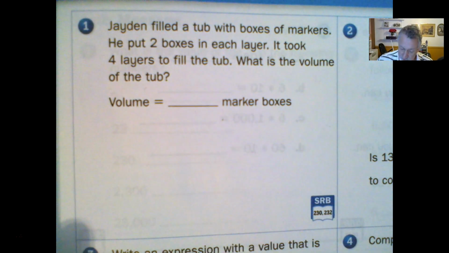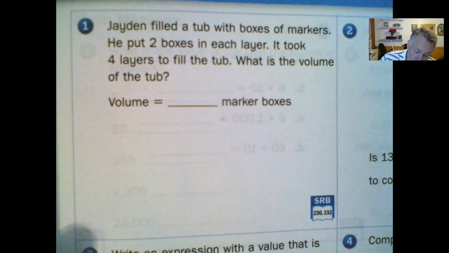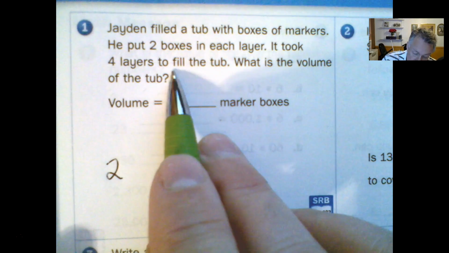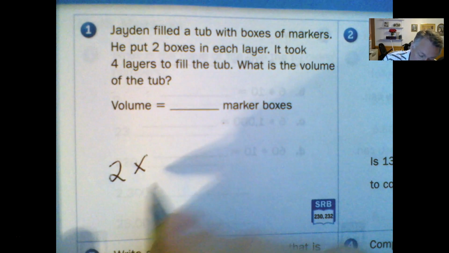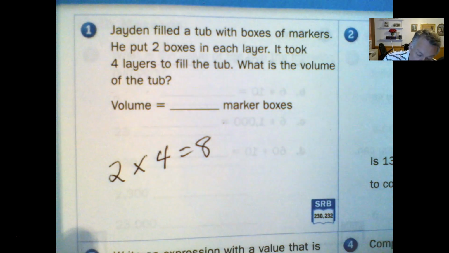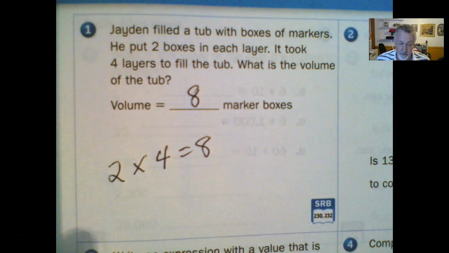Okay, on page 35 now, doing number 1. Jaden filled a tub with boxes of markers. He put 2 boxes in each layer. Okay, so there's 2 to a layer. It took 4 layers to fill the tub. So my base would be 2, and it would be 4 high, and that would give me 8 boxes of markers to fill the tub.